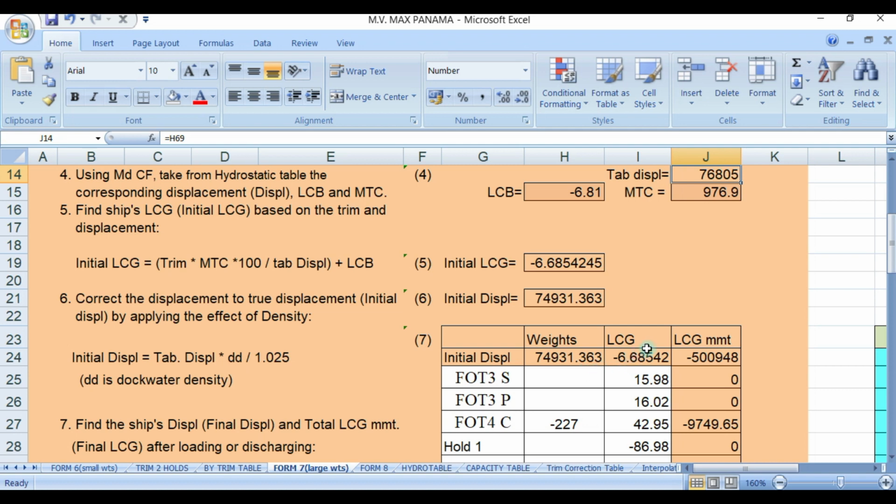74931.363, and your initial LCG is negative 6.68542. LCG moment is the weight, or the displacement, times LCG. So multiply this one with LCG and you will get the LCG moment. Okay, then we go to number 7.